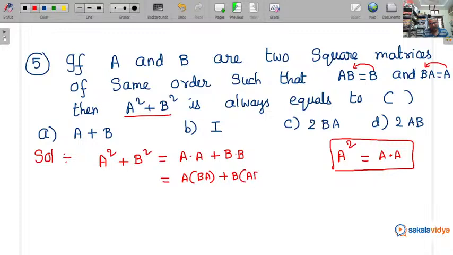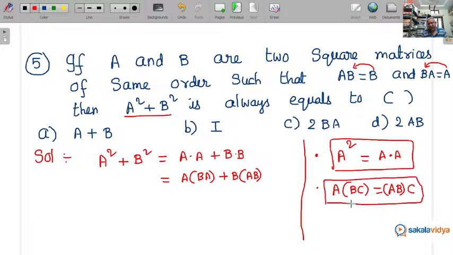B of AB. But matrix multiplication follows the associative property. What is the associative property? A of BC is equal to AB of C. This is called the associative property. Matrices obey the associative property with respect to multiplication, right.